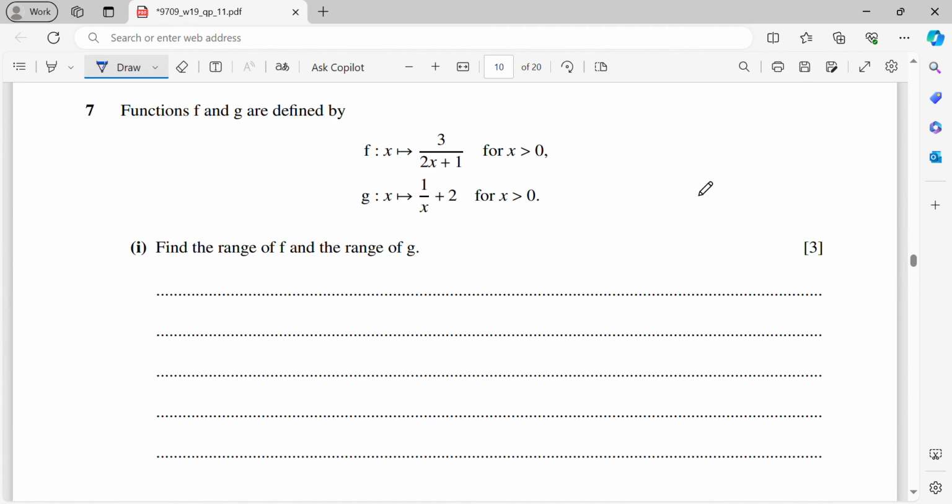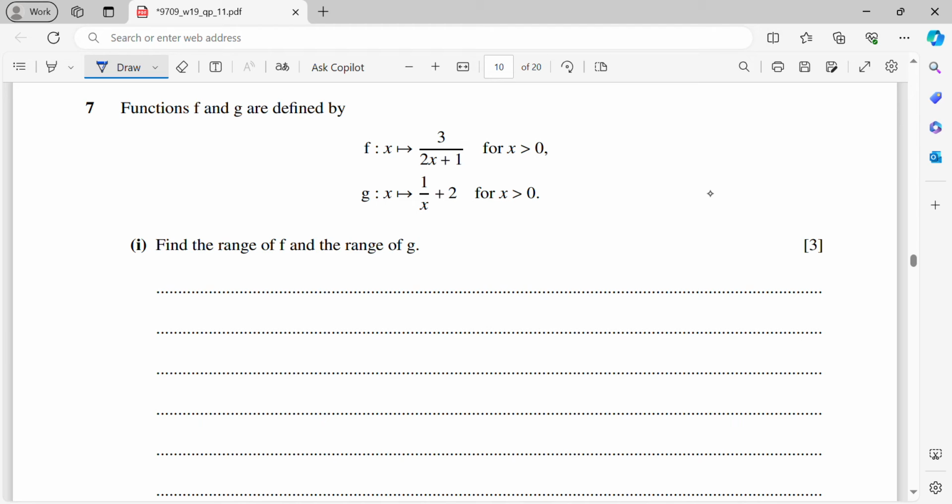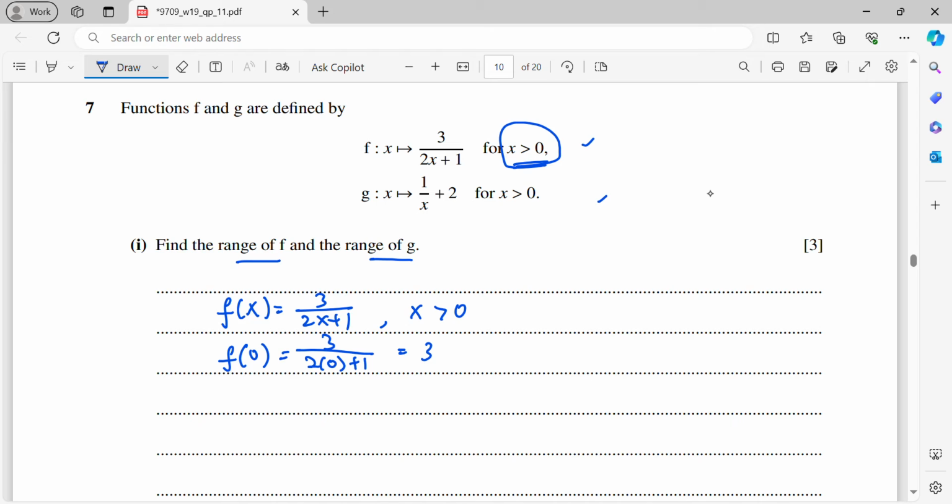Okay, now question number 7. The functions f and g are defined as this. Find the range of f and the range of g. Okay, so now x is greater than 0. So f(x) equals 3 over 2x plus 1, x greater than 0. So when x is greater than 0, to find the range, I just replace the x by 0 first. So f(0) equals 3 over 2 times 0 plus 1. That is 3.